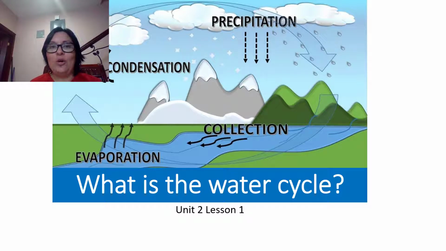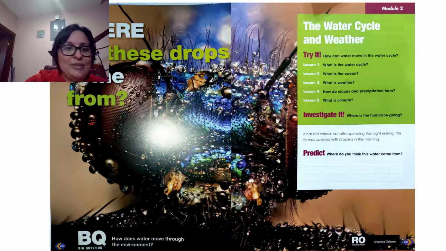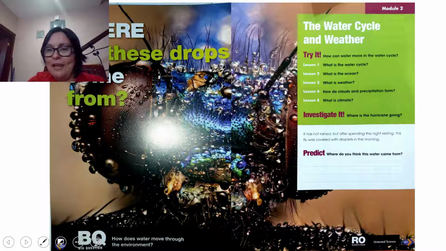So I want you to go and open your books in page 220 and 221. In there you are going to find a picture, and it's a very weird picture. And when we read the description, it says that it has not rained, but after spending the night resting, this fly was covered with droplets in the morning. So it means that the figure that we have in here is a fly.